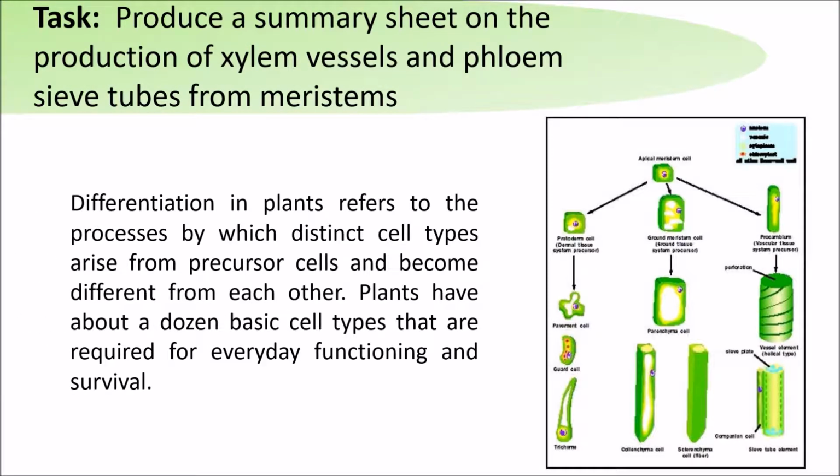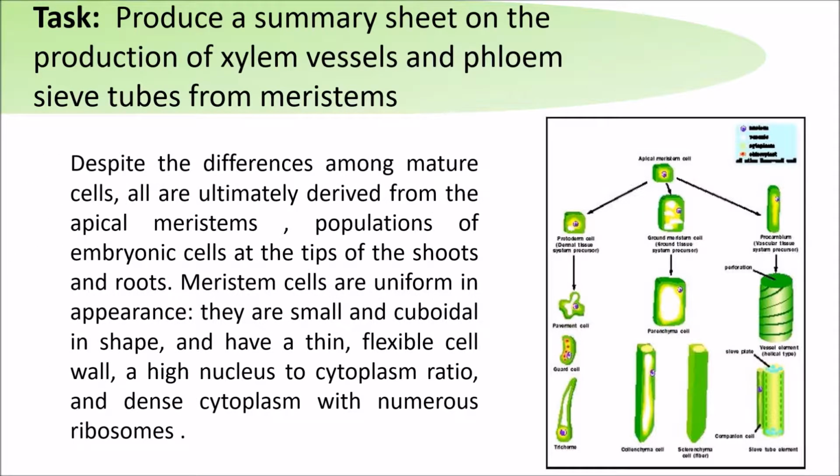Differentiation in plants refers to the process by which distinct cell types arise from precursor cells and become different from each other. Plants have about a dozen basic cell types that are required for everyday functions. Despite the differences among mature cells, all are ultimately derived from meristems, populations of embryonic cells at the tips of the shoots and the roots.